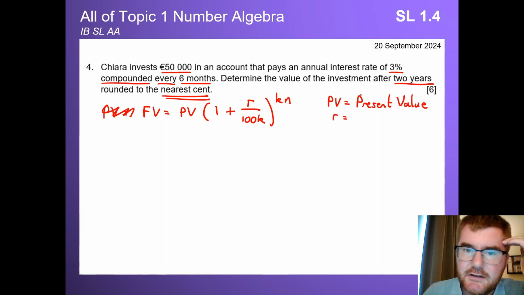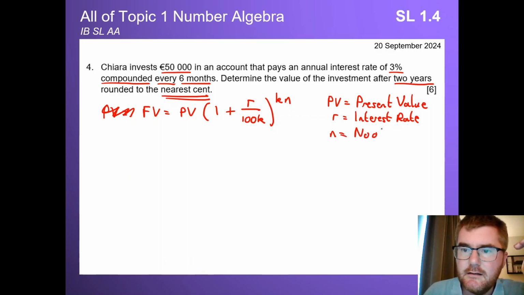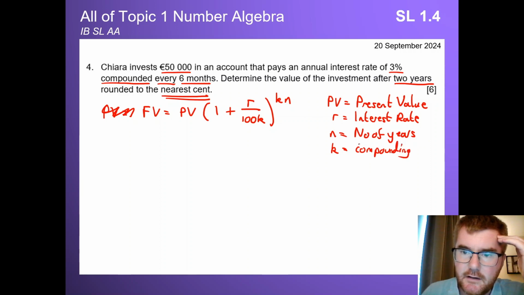R is the annual interest rate. So interest rate. N here is the number of years. Now we're doing this without a calculator. As I said, most of this is non-calculator here. And K is the compounding per year. So these things have to link together.